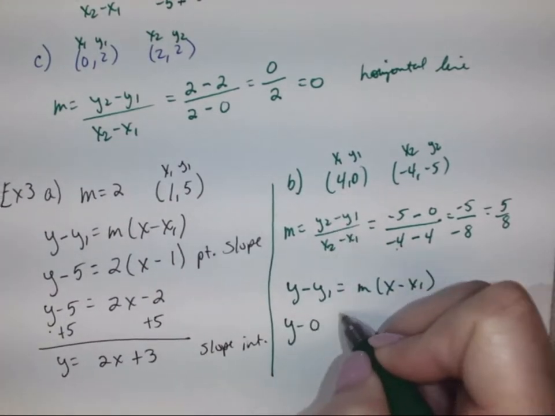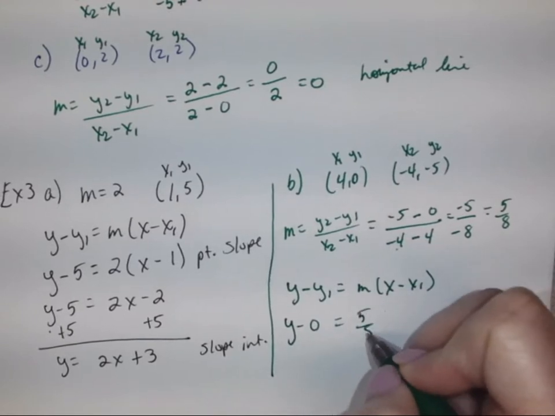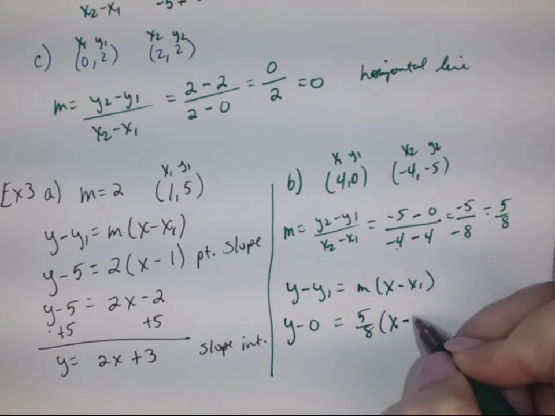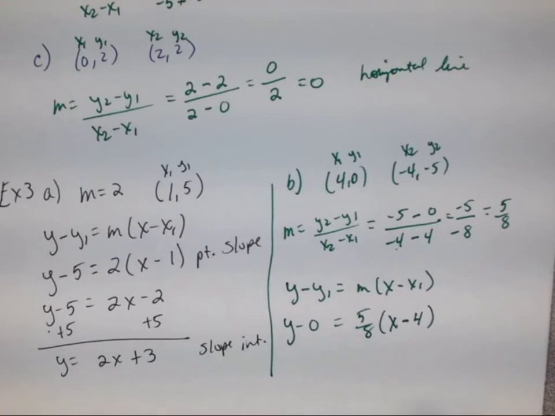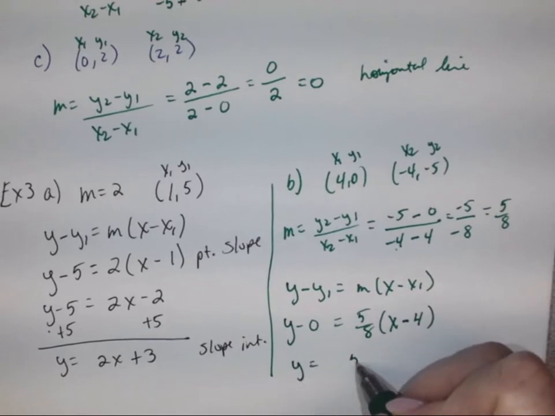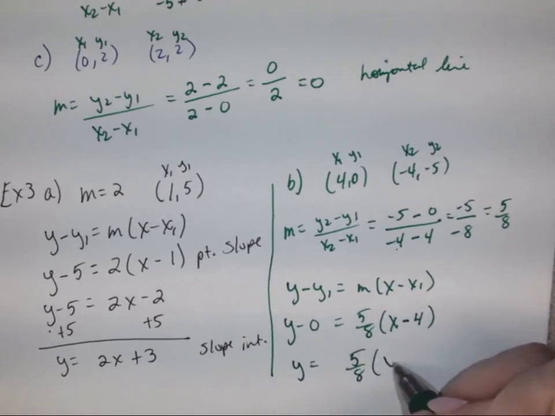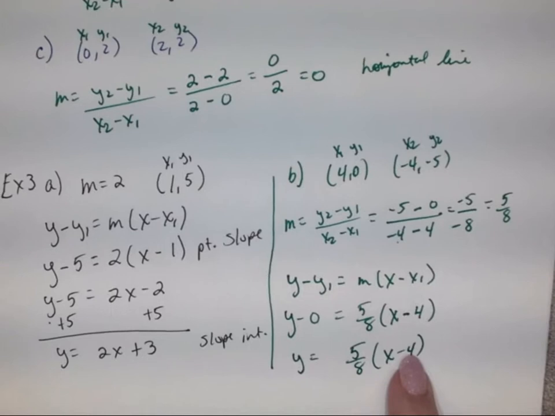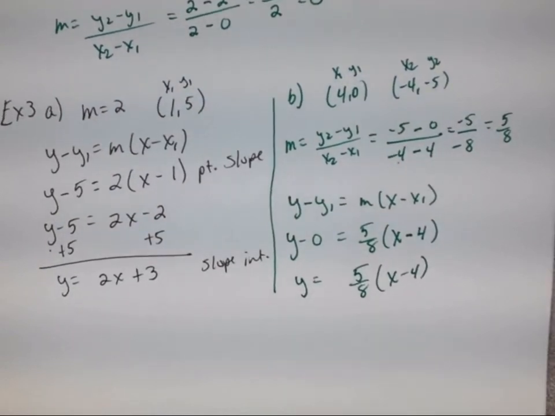So y minus 0 equals 5 over 8 times x minus 4. Plugging in our x and y here and plugging in our 5/8. So this will get us y is equal to 5 over 8 times x minus 4. Now, if you can multiply by the fraction, that's awesome. If you can't, you might want to do what I'm going to show you here.